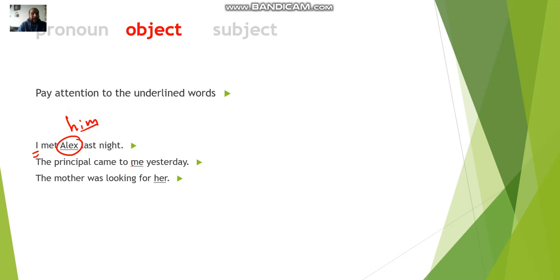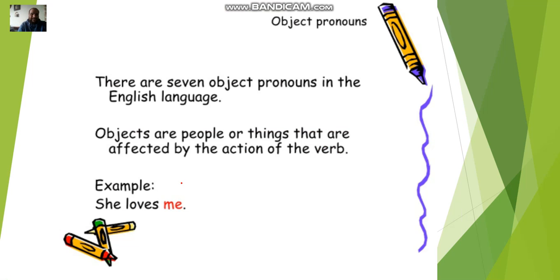The principal came to me. I cannot say he came to I. Wrong, because it comes after the verb. It's an object pronoun. I'm not the doer of the verb, I'm the receiver of the verb. The mother was looking for her. She was looking for whom? It comes after the verb, and it's a receiver of the verb of being looked for. You see? So we're going to use the object pronoun her, as easy as that.